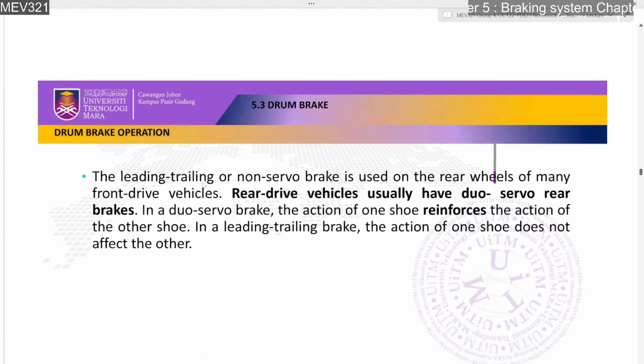Okay, the leading trailing one, or the non-servo, is used on the rear wheels of many front drive vehicles. Rear drive vehicles usually have dual servo rear brakes. In dual servo brakes, the action of one shoe reinforces the action of the other shoe. In a leading trailing brake, the action of one shoe does not affect the other.